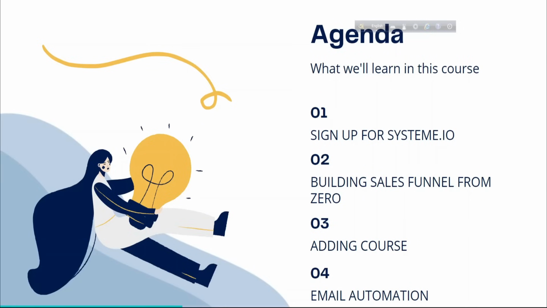So if you don't know, system.io is an all-in-one marketing platform which makes our life easier and which can be the best alternative to ClickFunnels or Kajabi with the cheapest price in the market. So if you hang with me, this will be the best system.io tutorial available right now on YouTube.